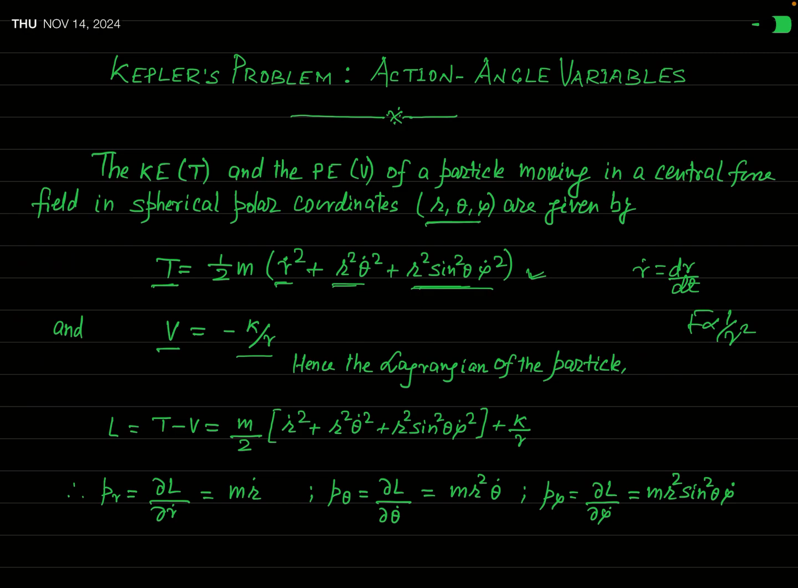Now, after knowing the expressions for kinetic energy and potential energy of the particle moving in this central force field, you can easily write the expression for the Lagrangian of this particle. The Lagrangian is simply T minus V, and the expressions for T and V are defined here. So let us substitute those values, and then you will get L = (m/2)(r dot square plus r square theta dot square plus r square sine square theta phi dot square) minus V, but V is minus k over r, so minus minus will become plus, and that is plus k over r.